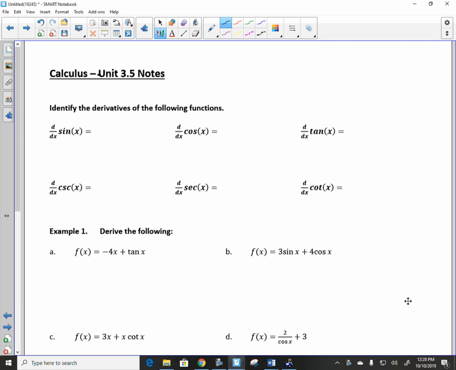Identify the derivatives of the following functions. The derivative of sine is cosine. You see, yesterday you learned that. That was really important. Now you might think the derivative of cosine is sine, except it's negative sine of x.